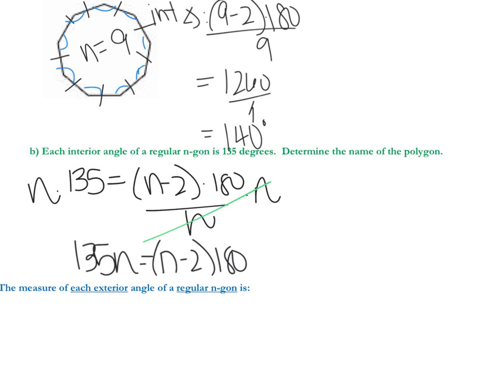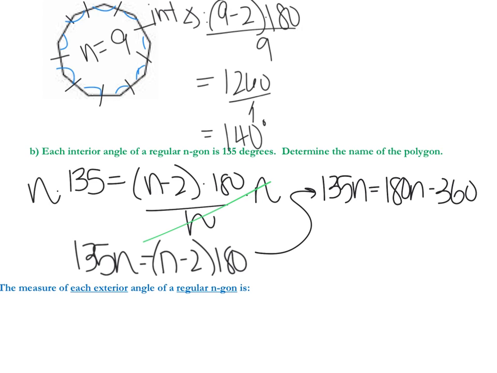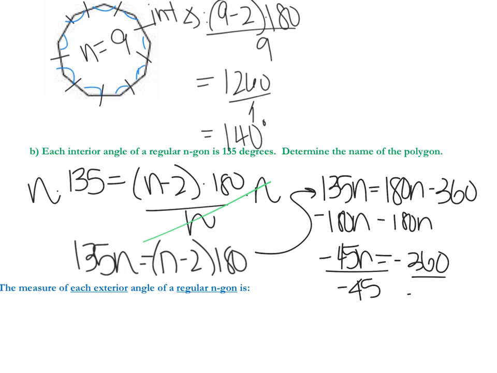Okay. And now this looks much better. This looks much more like a linear equation for us. So 135n equals 180n minus 360. Remember, with a linear equation, you want variables on one side, numbers on the other side. So I'm going to go ahead and subtract 180n. That gives me negative 45n equals negative 360. Divide by negative 45, and n equals 8.